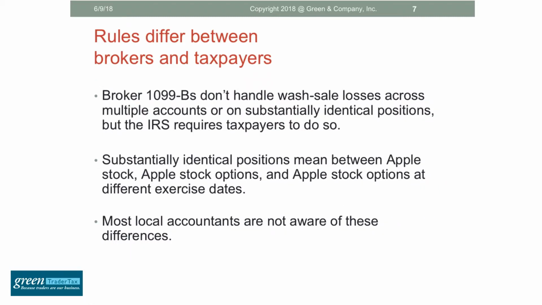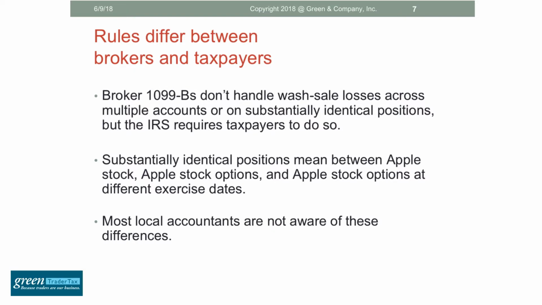What most local accountants and taxpayers don't understand, and some brokerage firms either, is that the rules differ between brokers and taxpayers. Broker 1099-Bs handle wash sales, but in a restricted manner, in compliance with the IRS rules for brokers. They don't handle wash sale losses across multiple accounts or on substantially identical positions, but the IRS requires taxpayers to do so.